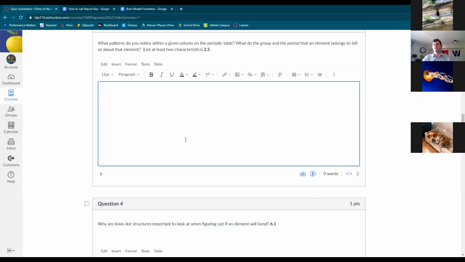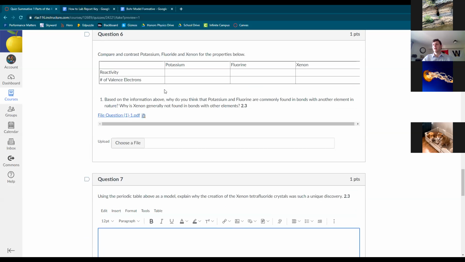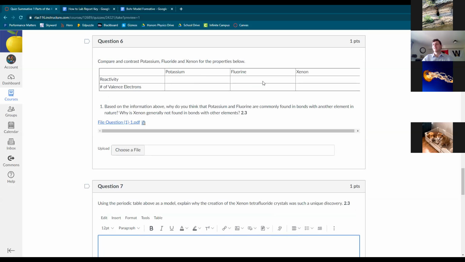So I was looking for those 2 characteristics. I'm going to skip over to this table real quick. So this table, you needed to determine if they were reactive or not reactive. You should have found that potassium and fluorine are reactive. Xenon is usually not very reactive.